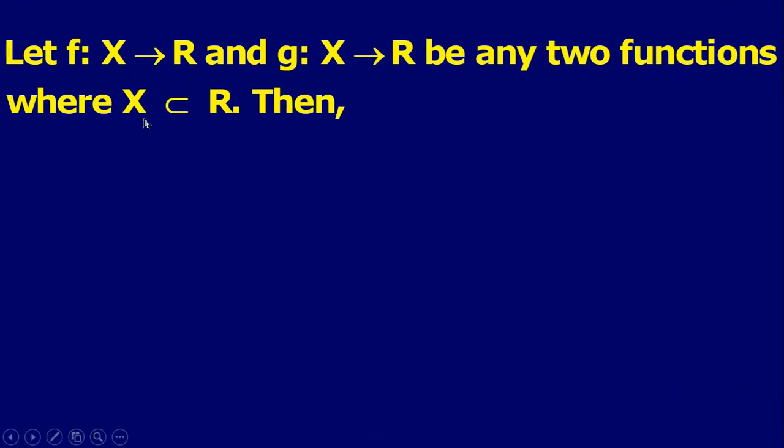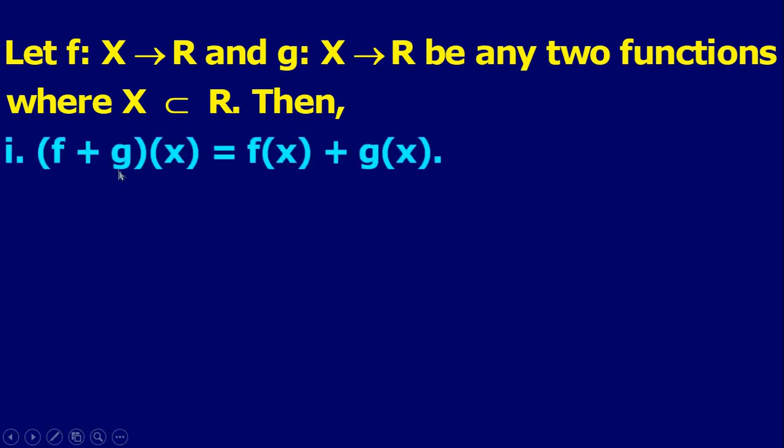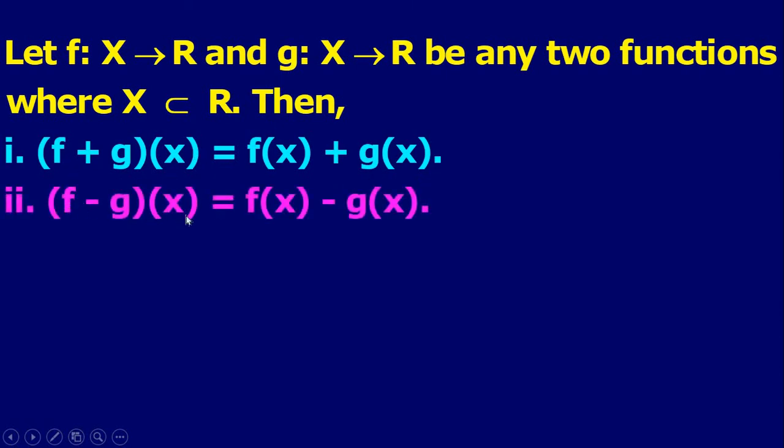So next consider two functions. Let f from x to R and g from x to R be two functions where x is a subset of R. Then we have (f plus g)(x) is f(x) plus g(x). In the same way, (f minus g)(x) can be written as f(x) minus g(x).